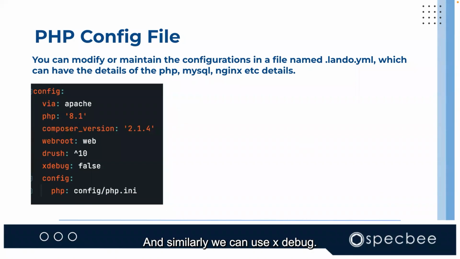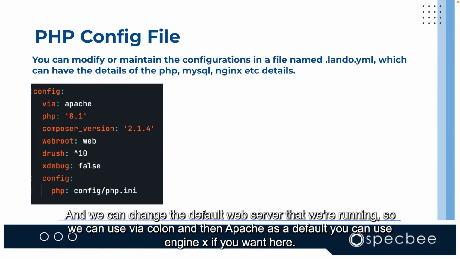And similarly, we can use xdebug. We can turn it off, and then we can change the default web server that we're running. So we can use via colon, and then Apache is the default. You can use Nginx if you want here using via.